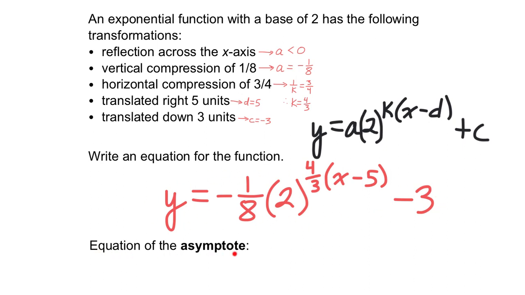The equation of the asymptote, that's pretty easy to find. We've translated down 3 units. Look at the c value. That's what the equation of the asymptote is. So if you have a description of a function, just remember to think about what it means in terms of a, k, d, and c. In other words, take the transformations and turn them into your values that you see in the equation. Kind of the opposite of what you do when you're graphing.